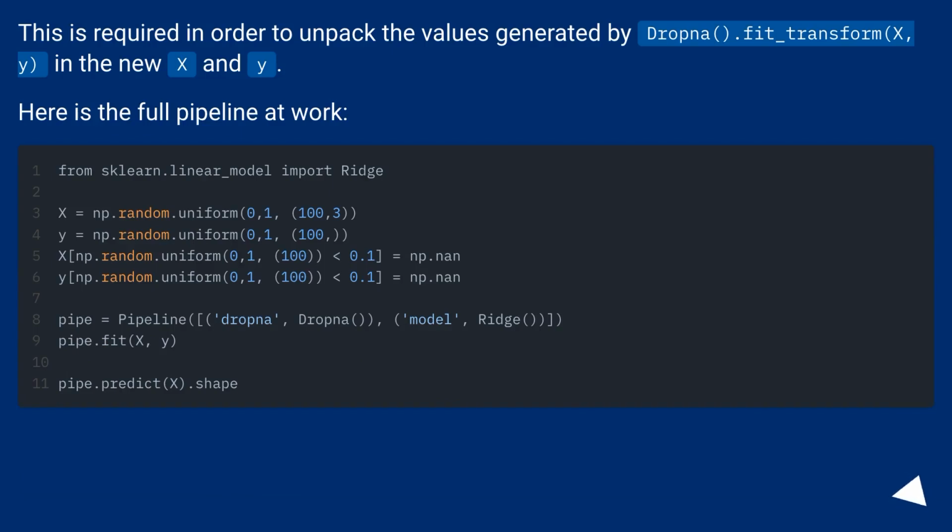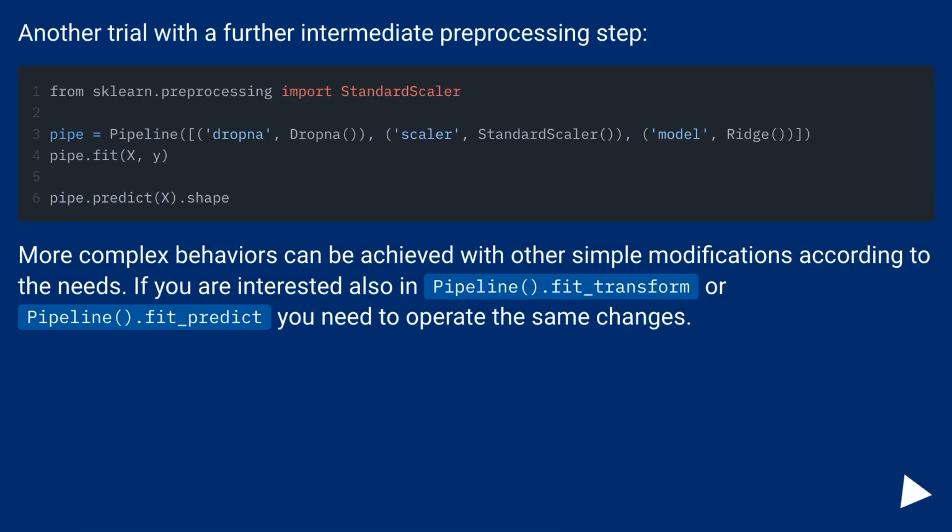Here is the full pipeline at work. Another trial with a further intermediate pre-processing step. More complex behaviors can be achieved with other simple modifications according to the needs. If you are interested also in pipeline.fit_transform or pipeline.fit_predict, you need to operate the same changes.